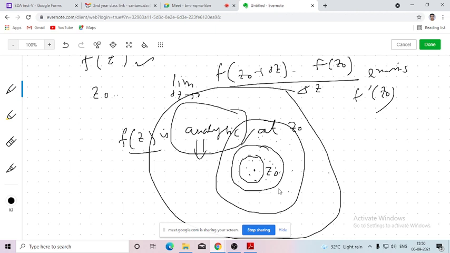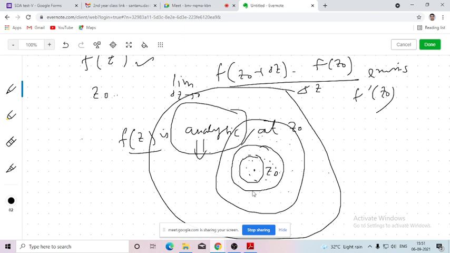Then how to check whether it is analytic or not, I will discuss later. But f(z) is analytic at a given point means f(z) is not only differentiable at that point, but around that point I can consider any neighborhood, and it provides us the assurance that f(z) is differentiable at each and every point in the neighborhood.